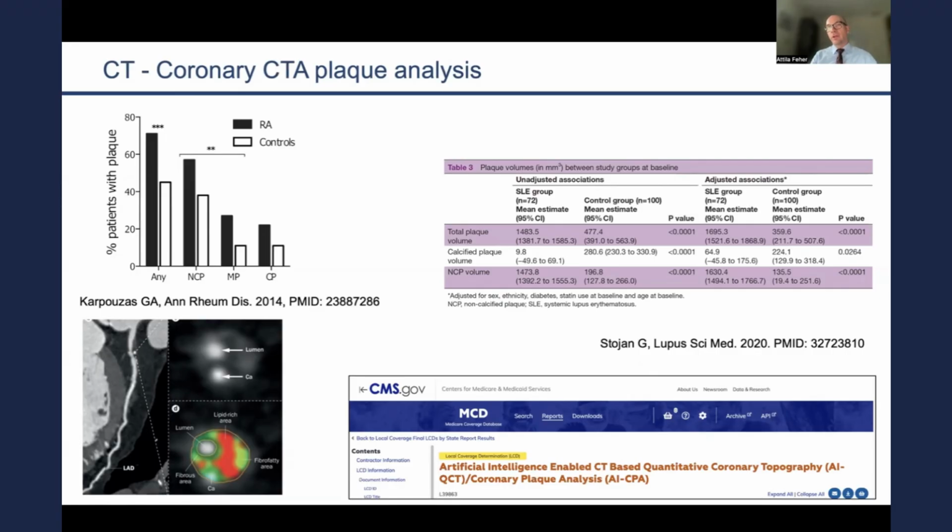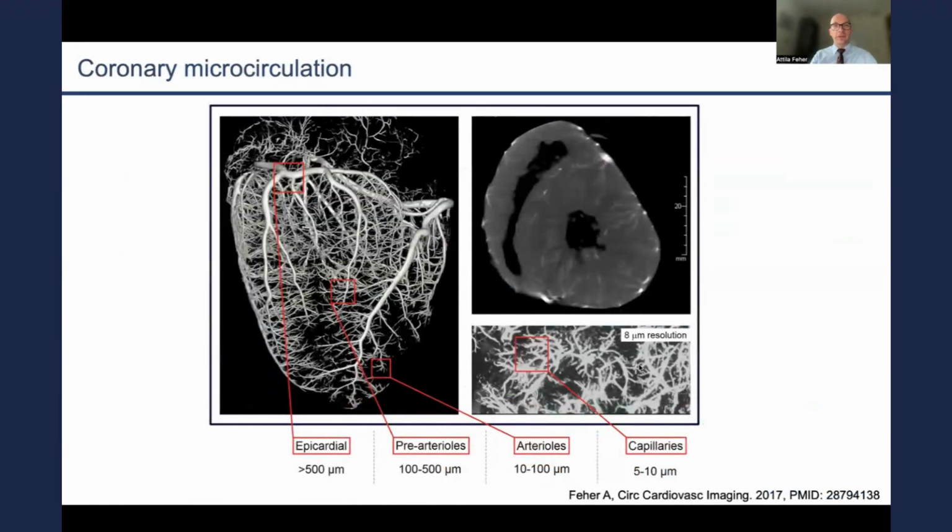However, I think we're still at quite a premature stage to know what to do with these results when we get them, how to follow them, and how they would change management for the patients. And this could be available in most of the centers.